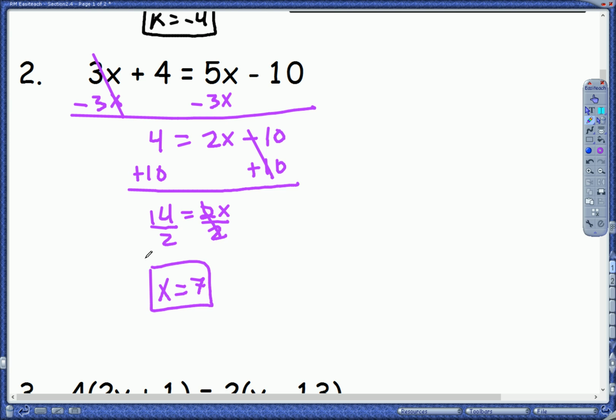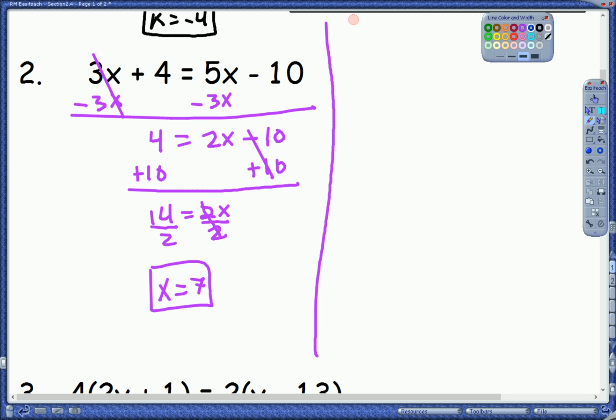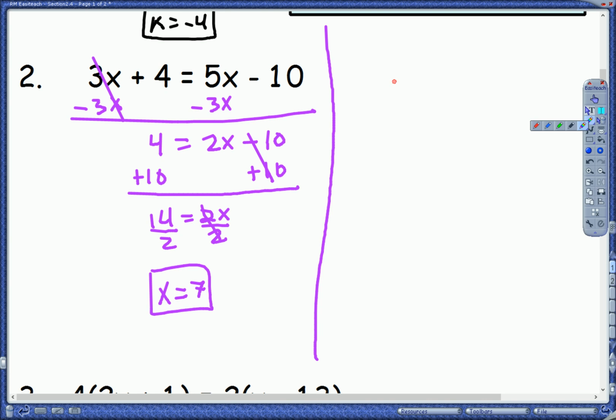Okay, and really quickly here, I want to show you the difference between this type of problem, when there's variables on both sides, and an equation where the variables are on the same side. So maybe I'll do something like this. 3x plus 4 plus 5x equals negative 10.